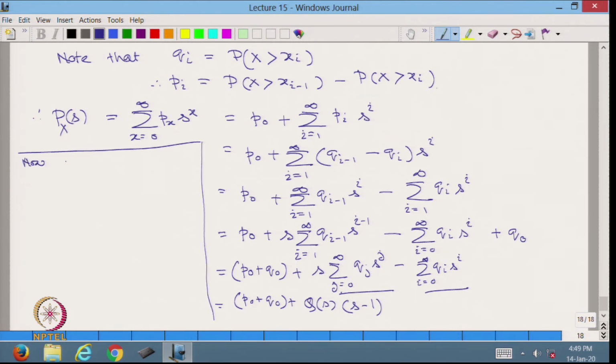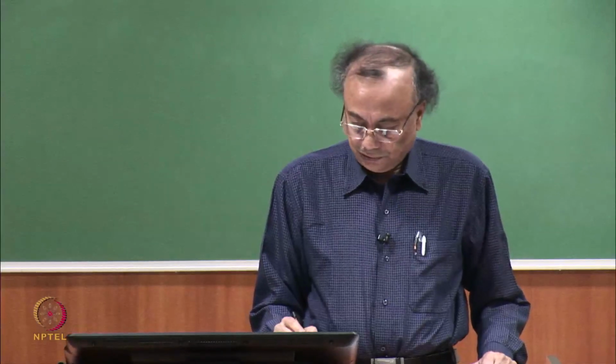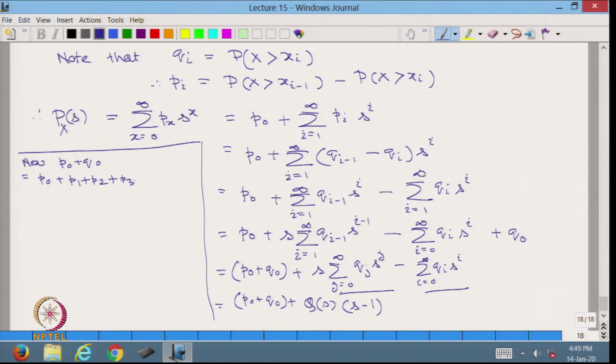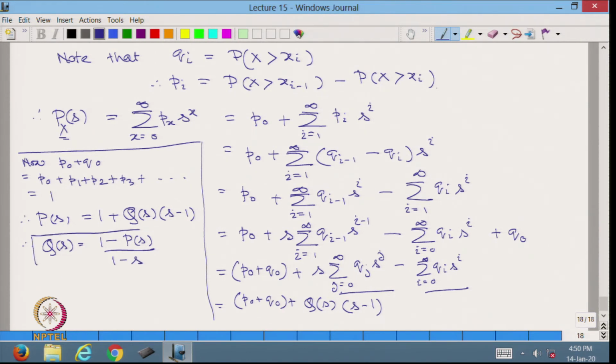Now, p 0 plus q 0 is equal to p 0 plus probability x greater than 0, which is equal to p 0 plus p 1 plus p 2 plus p 3 up to infinity, which is equal to 1. Therefore, p s is equal to 1 plus q s into s minus 1. Therefore, q s is equal to 1 minus p s upon 1 minus s. So, these two different probability generating functions are related by this relationship. This is an interesting generating function, which is comparatively simpler than the moment generating function or characteristic function.